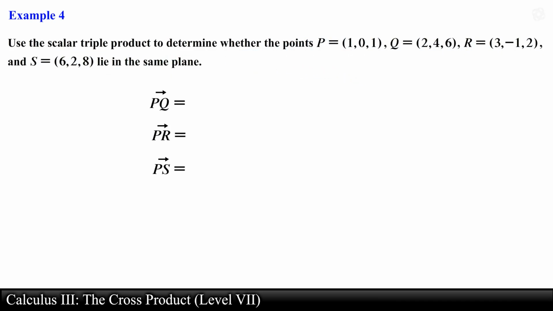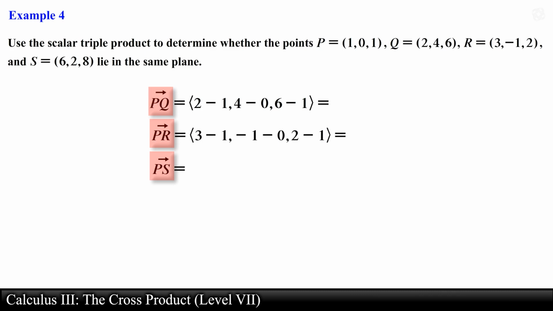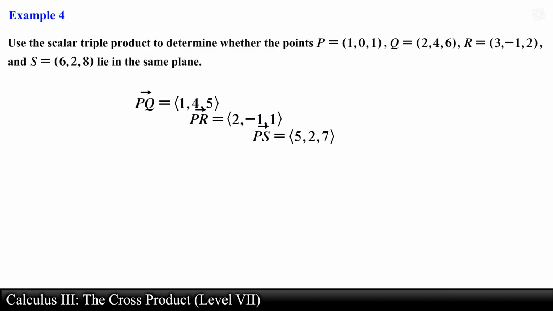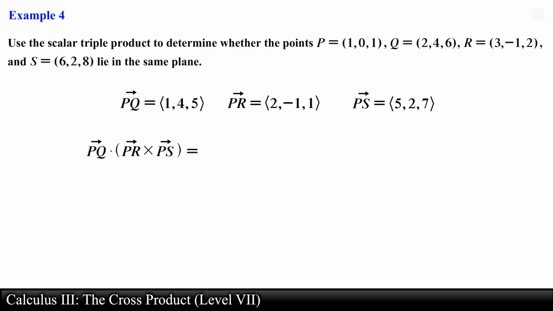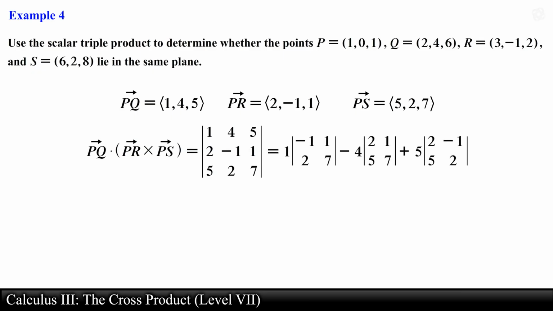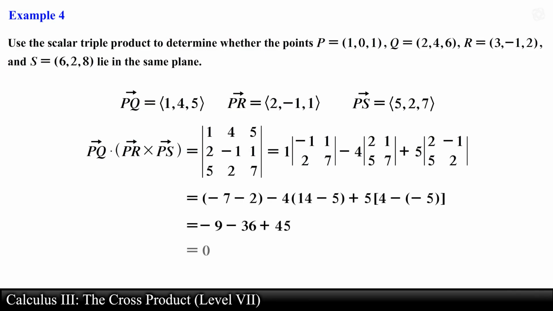We first need to find the component form of each vector. This can be done by subtracting the terminal point from the initial point for each vector. Doing that, we obtain the following components. Next, we need to calculate the scalar triple product, so we set up our determinant and find the minors. Doing that, we obtain the following. Computing the 2x2 determinants and simplifying, we obtain the final answer equal to 0.